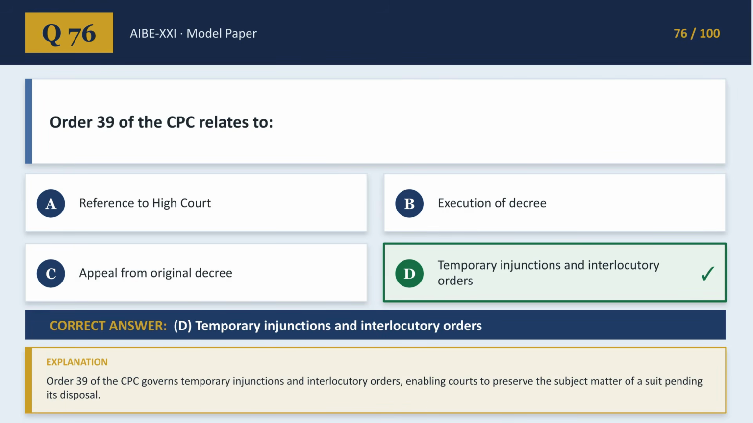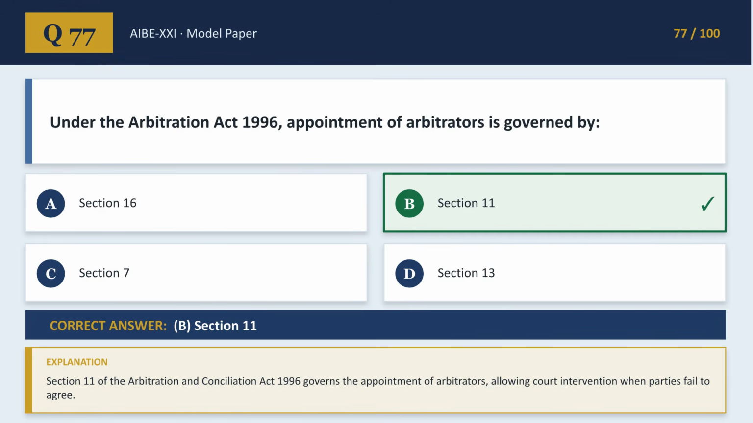Order 39 of the CPC relates to temporary injunctions and interlocutory orders. This order is crucial for protecting the rights of parties during the pendency of a suit. Under the Arbitration Act 1996, the appointment of arbitrators is governed by Section 11. This section provides the mechanism for appointing arbitrators, including court intervention when necessary.